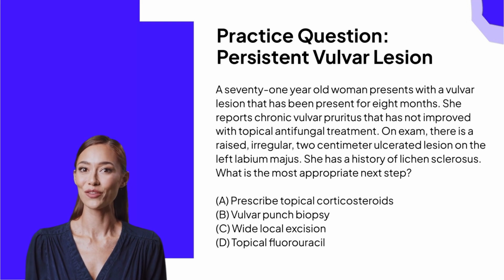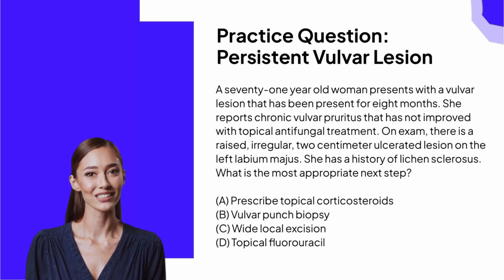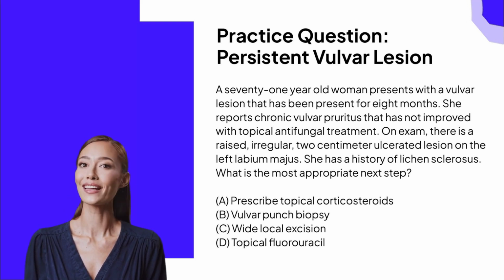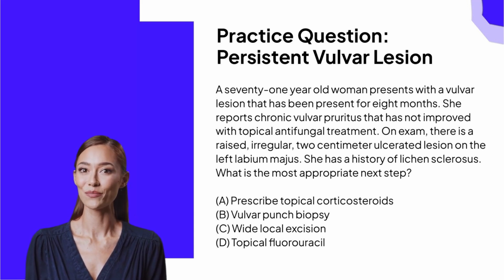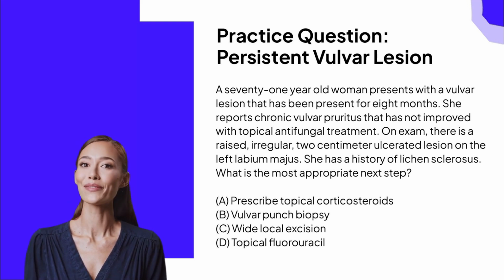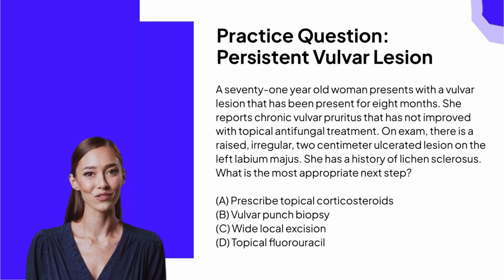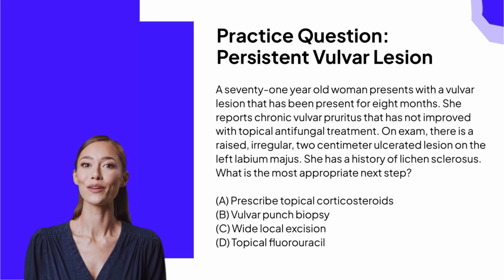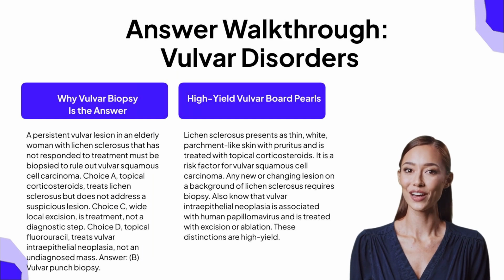This stem has several important features. The patient is elderly, the lesion is chronic and has not responded to conservative treatment, and she has lichen sclerosus, which is a known risk factor for vulvar squamous cell carcinoma. Think about whether you need to confirm the diagnosis or jump to treatment. The choices are A. Prescribe topical corticosteroids, B. Vulvar punch biopsy, C. Wide local excision, D. Topical fluorouracil. Let us walk through the vulvar lesion answer and then cover some key vulvar disorder board pearls.